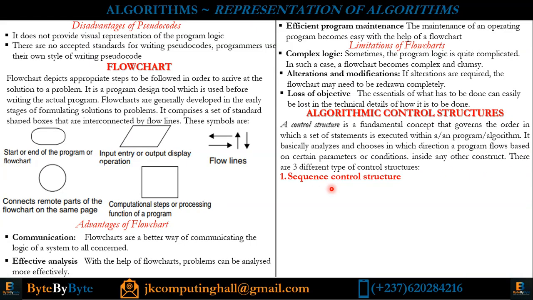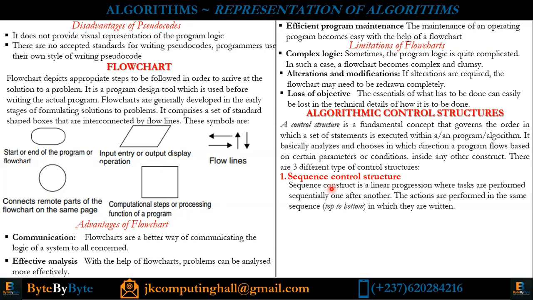The first one is the sequence control structure. The sequence construct is a linear progression where tasks are performed sequentially one after another. The actions are performed in the same sequence, top to bottom, in which they are written. That's the sequence control structure. That's case one. That is, we execute one by one in the manner in which they appear.